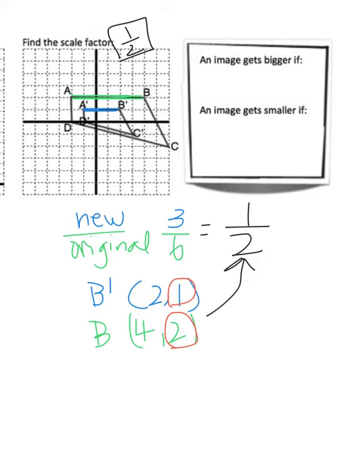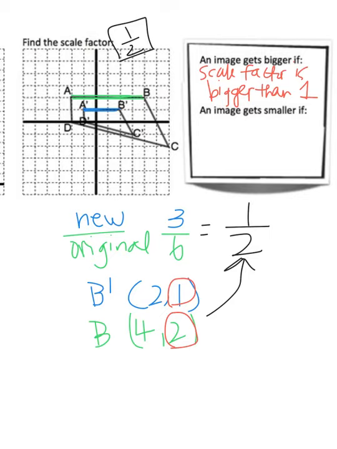We know that an image gets bigger if the scale factor is bigger than 1. So even if it's a decimal or a fraction bigger than 1, it's going to get bigger because both the x and y coordinates are getting bigger. Actually, in the negative values, they're not getting bigger. The absolute value is getting bigger.